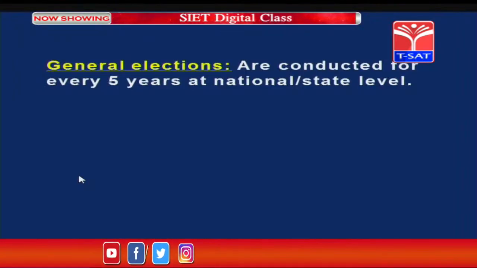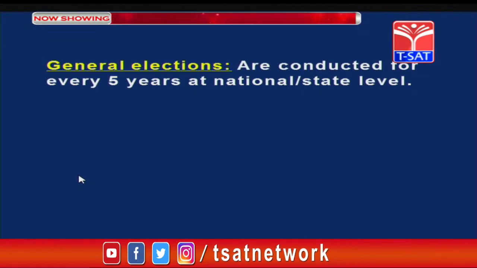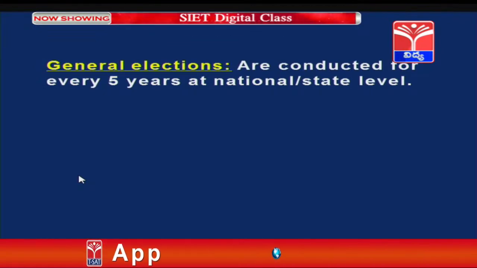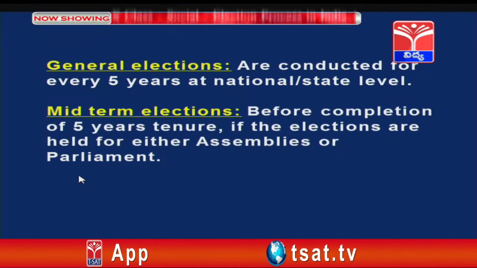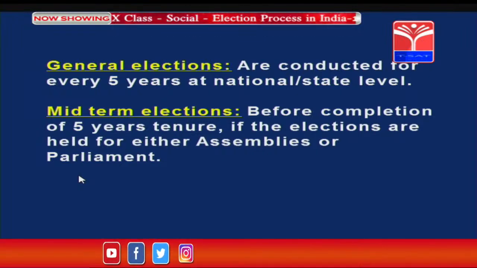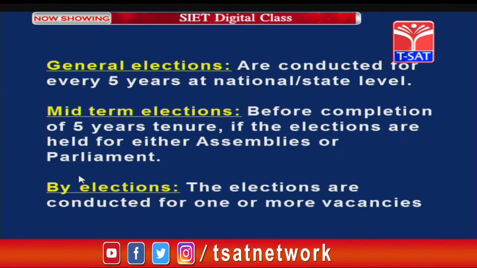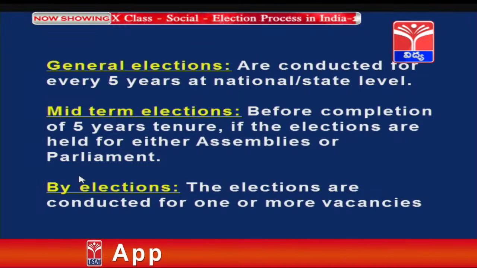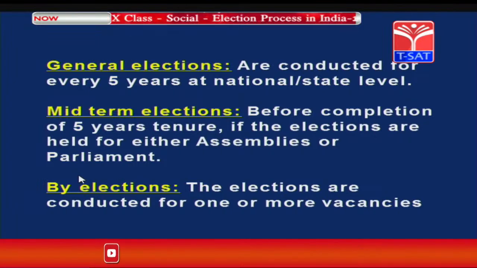Children, now there are different kinds of elections also. Now let us see what are the different kinds. First, general elections. These are conducted every 5 years at national level and state level. Midterm elections. These are conducted before completion of 5 years of tenure if the elections are held for either assemblies or parliament. Now, the third one is by-elections. When elections are conducted separately for one or more vacancies, they are called by-elections.